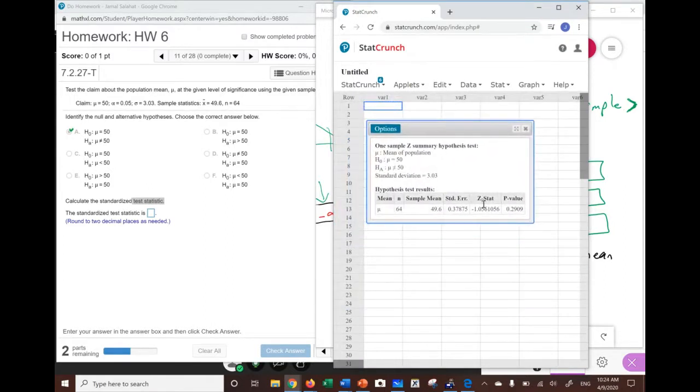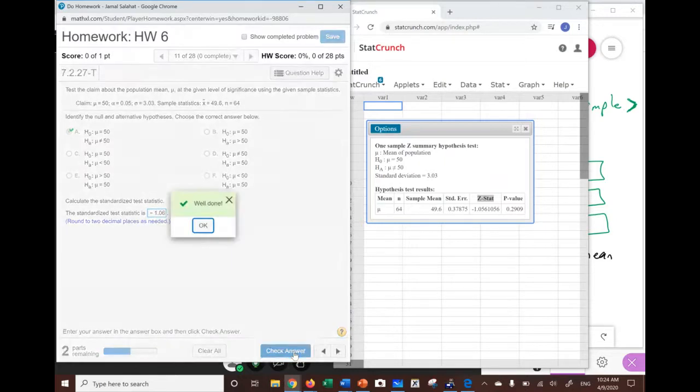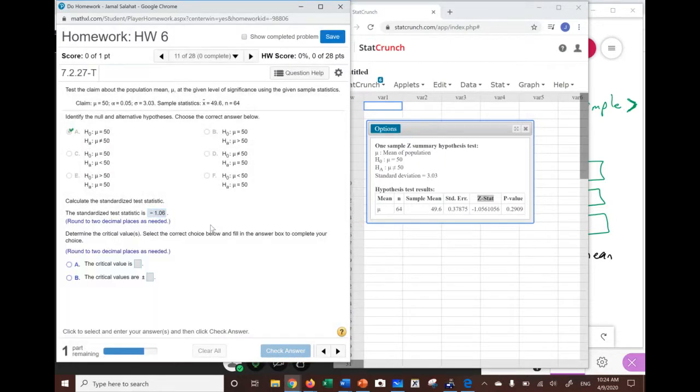And by the way, they ask for a test statistic. In this case, the test statistic will be a Z statistic, this answer here. So the Z statistic will be equal to negative 1, and they want, in this case, 2 places. So it's going to be negative 1.06. So when we check, it's going to give us the correct answer.